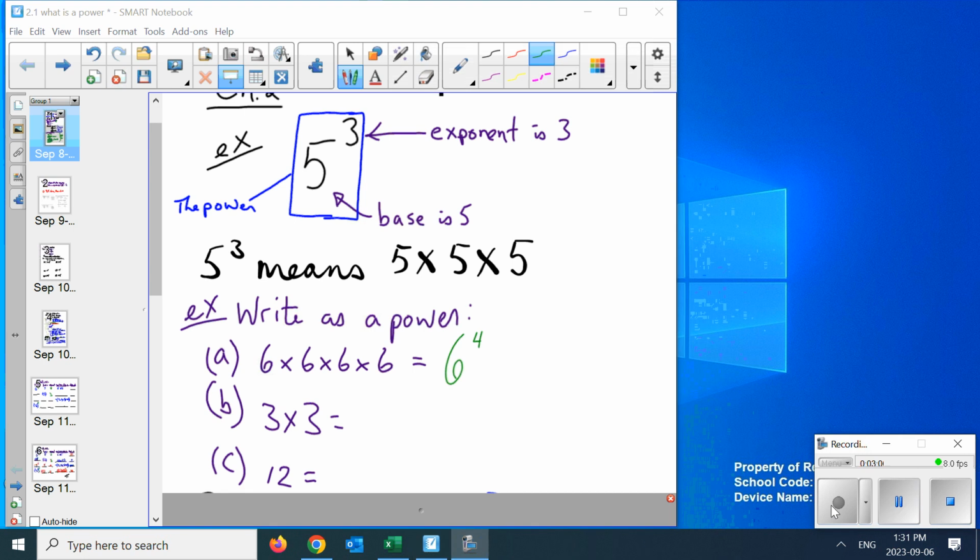And I'm going to ask you guys, how do I write 3 times 3? Is that a power expression? 3 with the power of 2. Okay. Now, we say 3 exponent 2, 3 to the power of 2, or does anybody know a shortcut way that doesn't use the word 2 in it? You ever heard of squared?